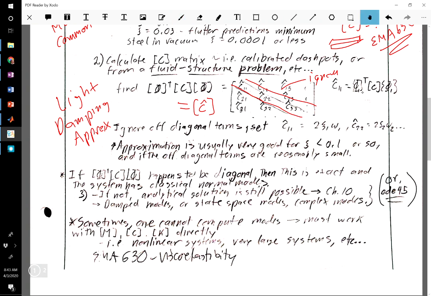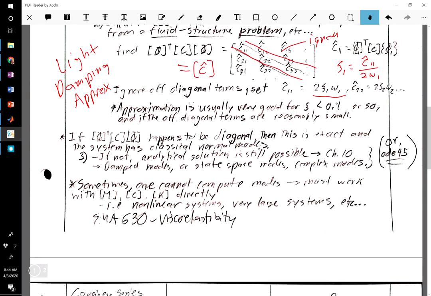And then each diagonal term, which incidentally is a product, C11 is phi 1 transpose C phi 1. So this is a property of mode 1 only. But anyway, we assign that value to be 2 zeta omega 1. And so we can solve for zeta 1, it's just whatever we got for C11 over 2 omega 1. So we assign the damping ratios that way. And this approach typically works really well if the damping is less than 10%, which is typical for engineering structures.